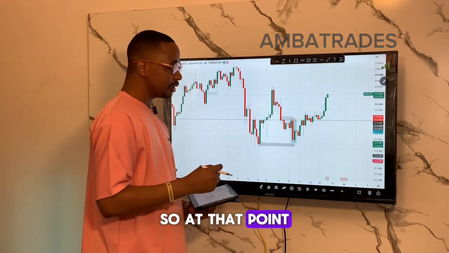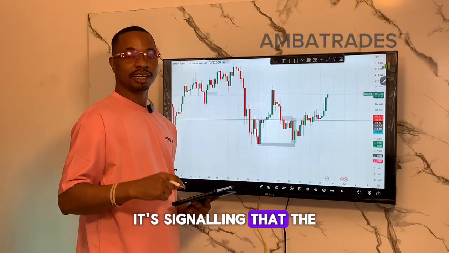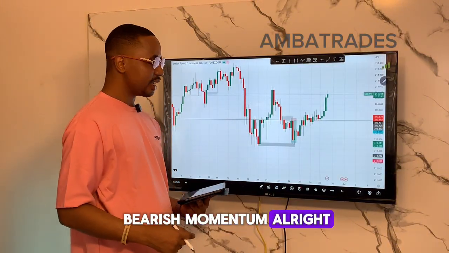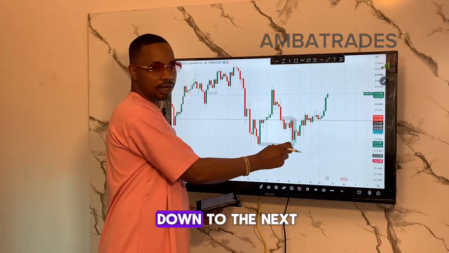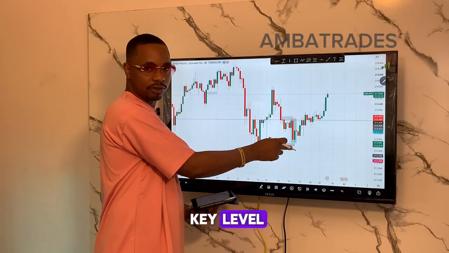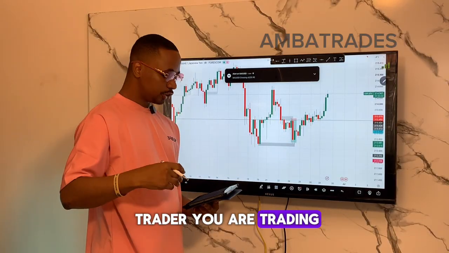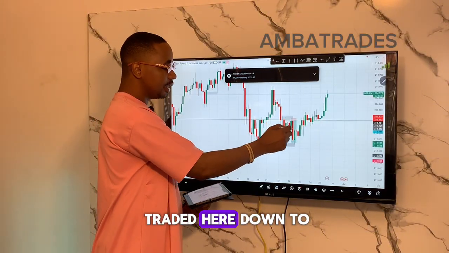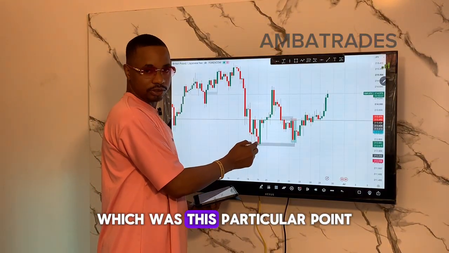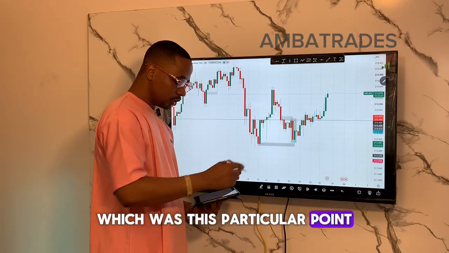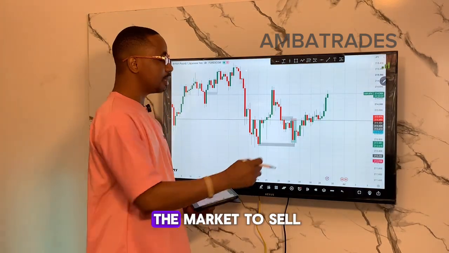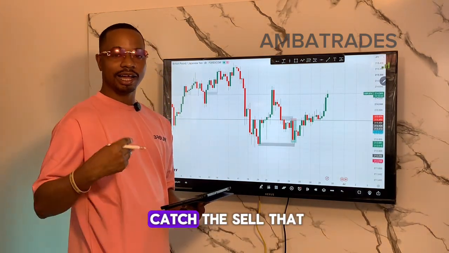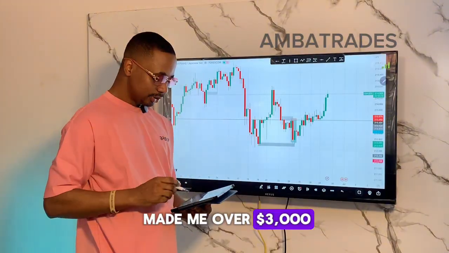So at that point, the market is only signaling one thing: that the market is on a bearish momentum. That means the market is going to sell down to the next key level. Remember, as a trader, you are trading from key level to key level. So the market traded down to the next key level, which was this particular point. So what was I expecting? I was expecting the market to sell. So how did I catch the sell that made me over $3,000?